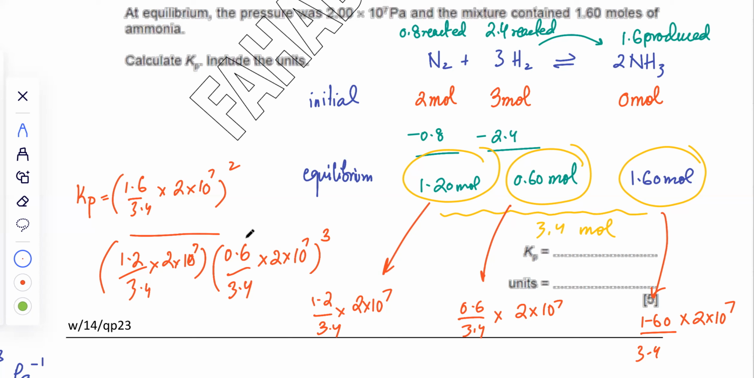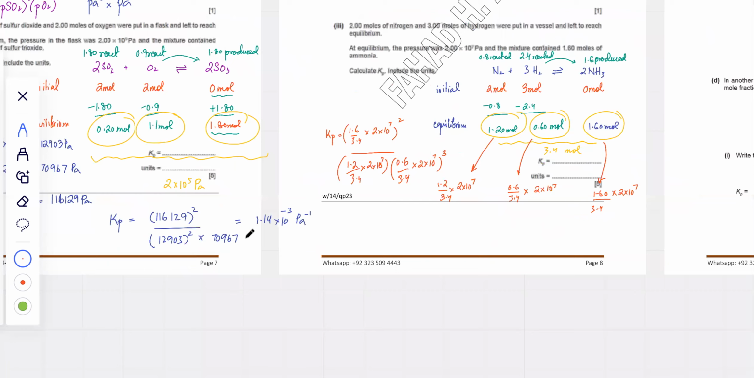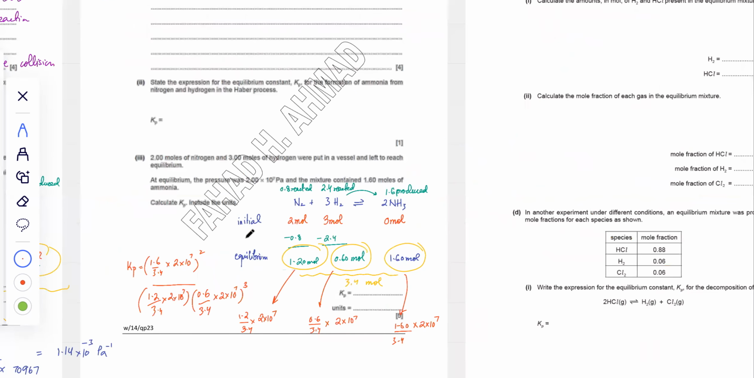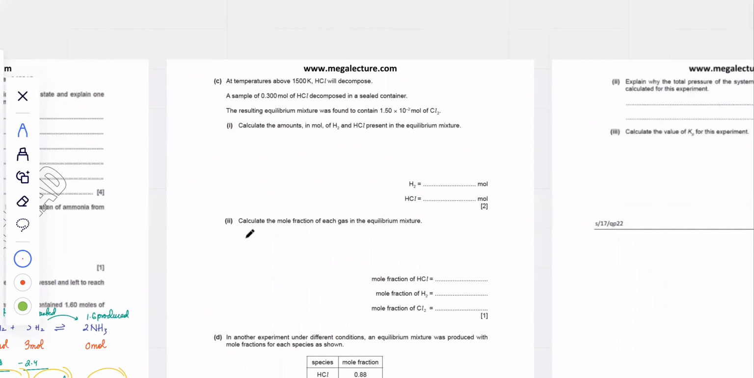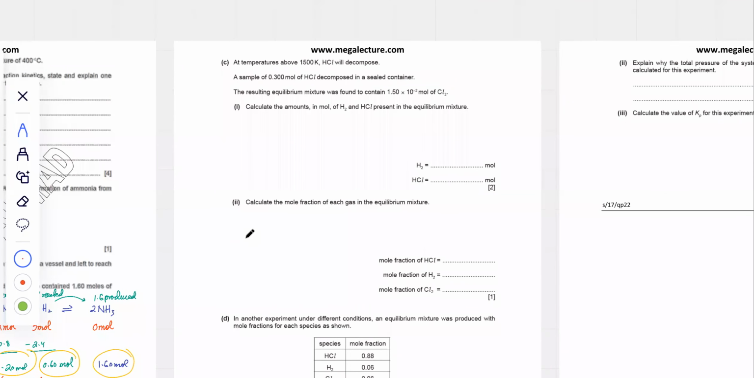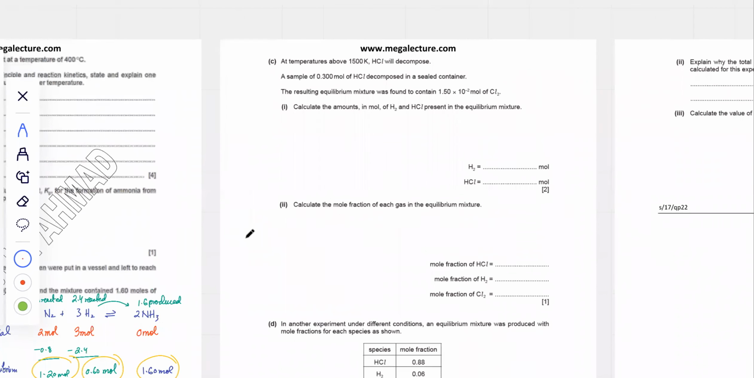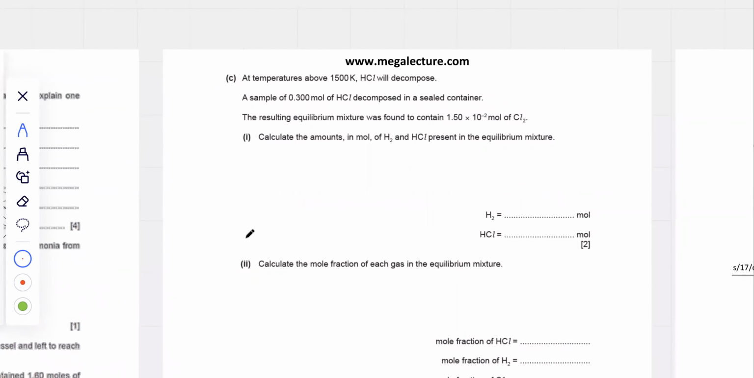You can try and do this question. Is this clear? Okay, so just remember, all questions are almost the same. Try and solve this question now. Do it on your own.